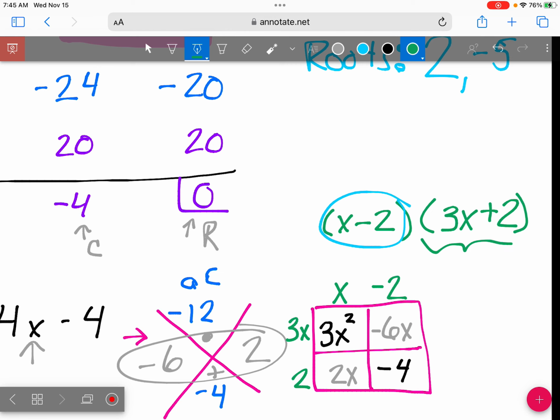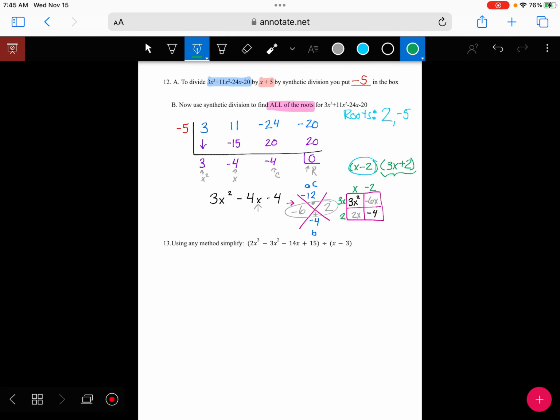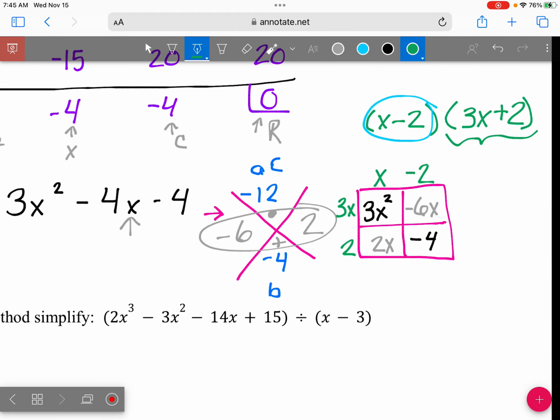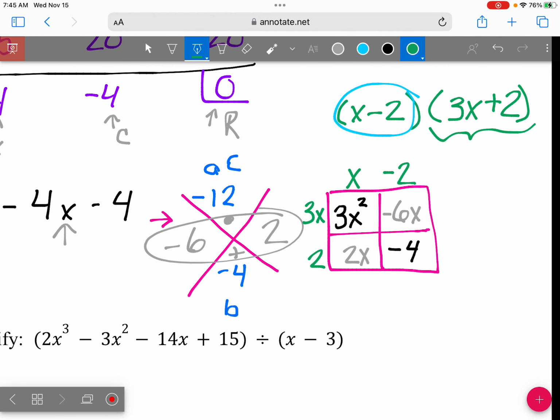Because we're taking this factor, and we're going to set it equal to 0. We're going to take 3x plus 2 and set it equal to 0. To find our root, we set it equal to 0. So what do we do to find x all by itself? Subtract 2. So we have 3x equals negative 2.